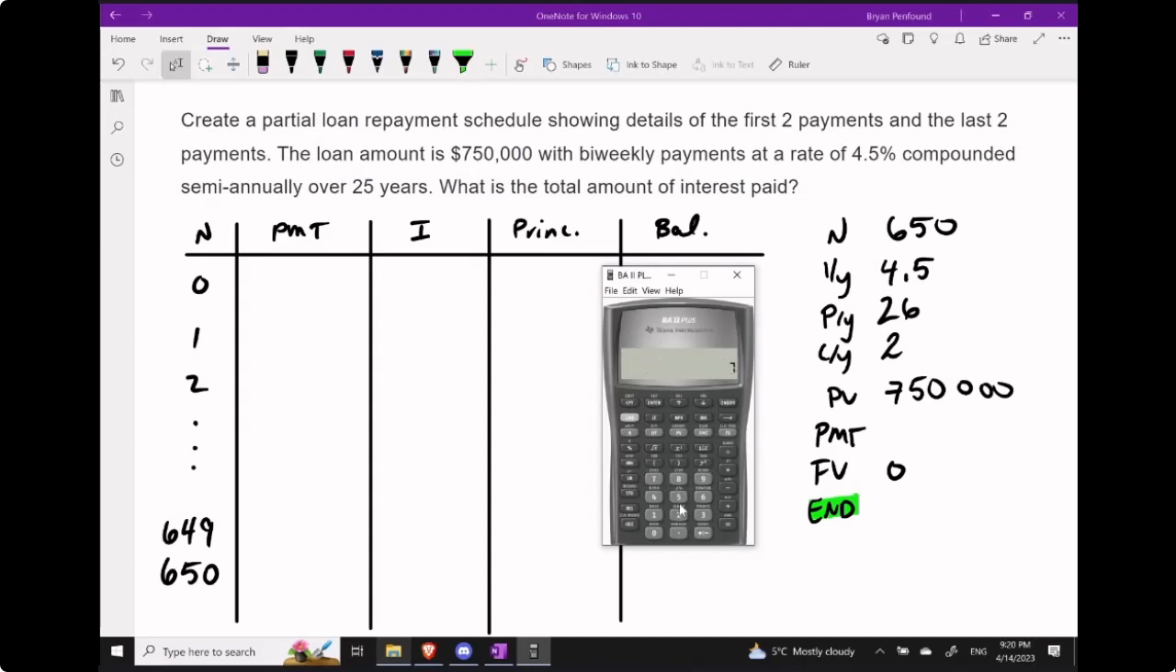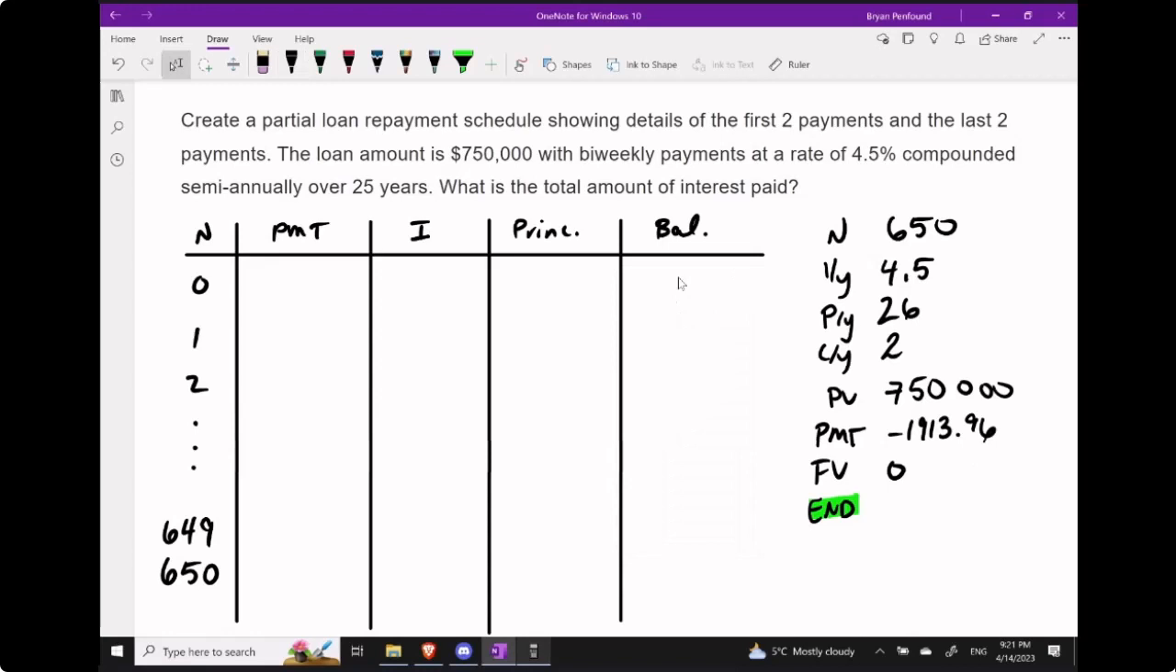We know that we are going to receive an initial amount of $750,000, so let's put that in as a positive value for our PV, and then 0 in for our future value. We should now be able to compute the payment size. Rounding to 2 decimal places, we get $1,913.96.